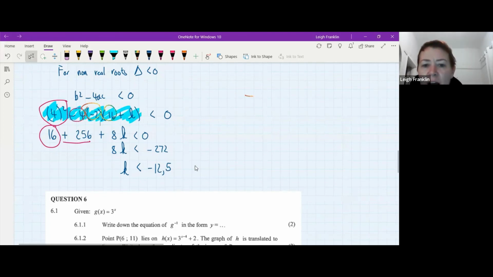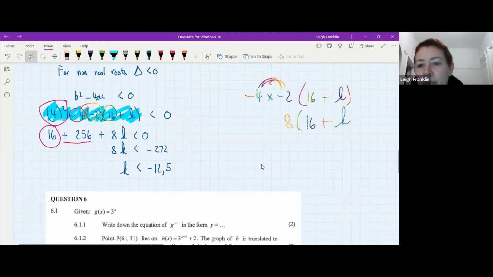So in other words, if I have -4 times -2, and then in brackets 16 plus k, what I can do if I want to is multiply these two numbers together first, and say that that's 8 times 16 plus k. So 8 times 16, that's where the 256 came from, plus the 8k. I'm just expanding my brackets. Does that make sense? I keep getting 128.